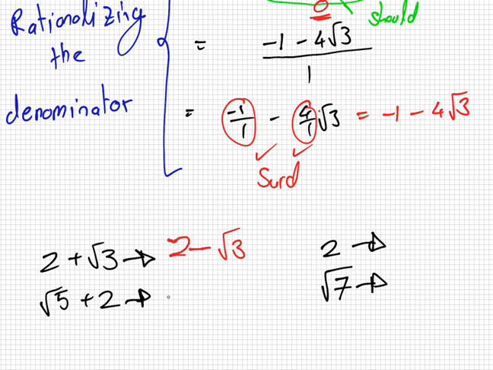Minus root 5 plus 2. Be careful, it's the sign on the root. You change the root sign. It's the same thing. Okay, everything's okay? Good, all right. And what about this one, 2? It's 2. And here? Minus root 7.